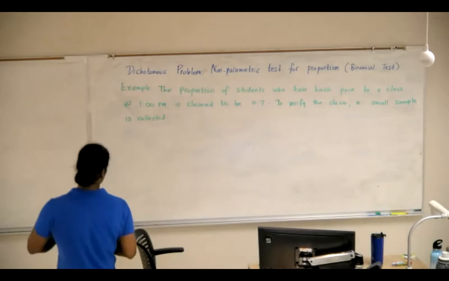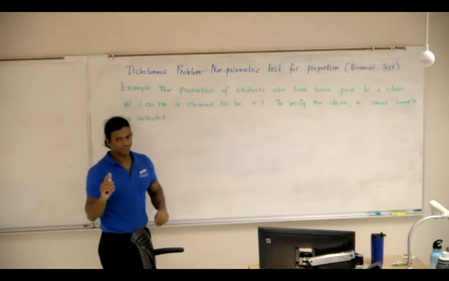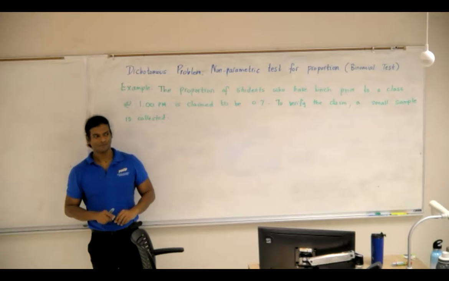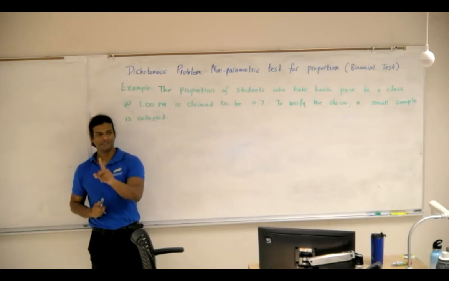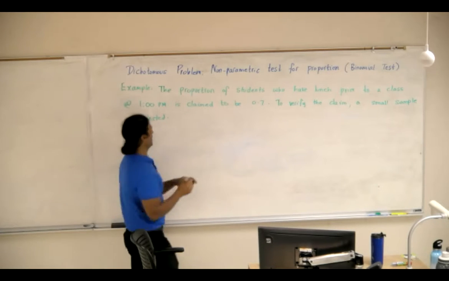Out of you 7 people, how many of you had lunch? 1, 2, okay.